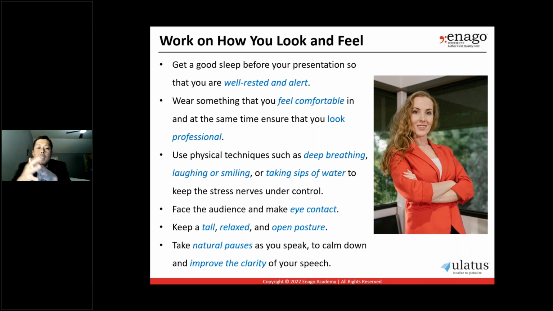Always face the audience and make eye contact. Do not make eye contact with one single person, but make sure you make eye contact with different people in the audience, and you keep changing, so it feels like you're talking to somebody rather than just giving a presentation. I feel like this really helps connect with the audience. Again, tall, relaxed, open posture, and just take natural pauses as you speak, to calm down and improve clarity.